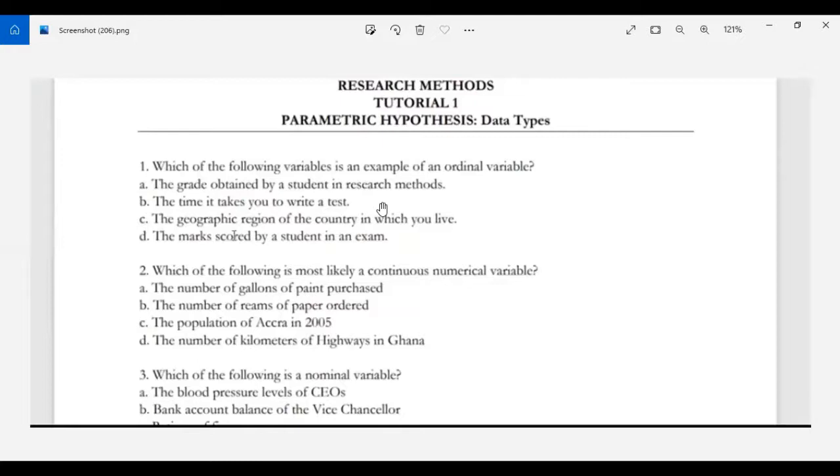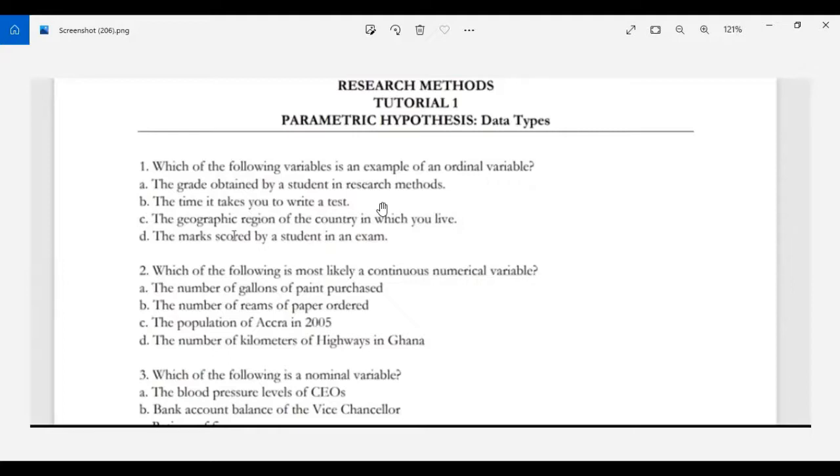They said population of Accra in 2005. That population for 2005 is stagnant. It's fixed. It doesn't change in that particular year. It's only changed, let's say, next year or something. So that one is not part. But the number of kilometers of highways in Ghana is the continuous numerical variable. So that's the answer. Question 2 is D. You get that part. D for dog. That's the answer. Yes, please.